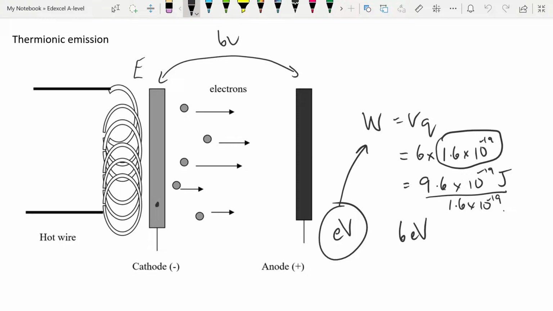The official definition is 1 electron volt is the amount of kinetic energy given to 1 electron when it's accelerated across a PD of 1 volt. So if you have a PD of 2 volts, each electron gets 2 electron volts.